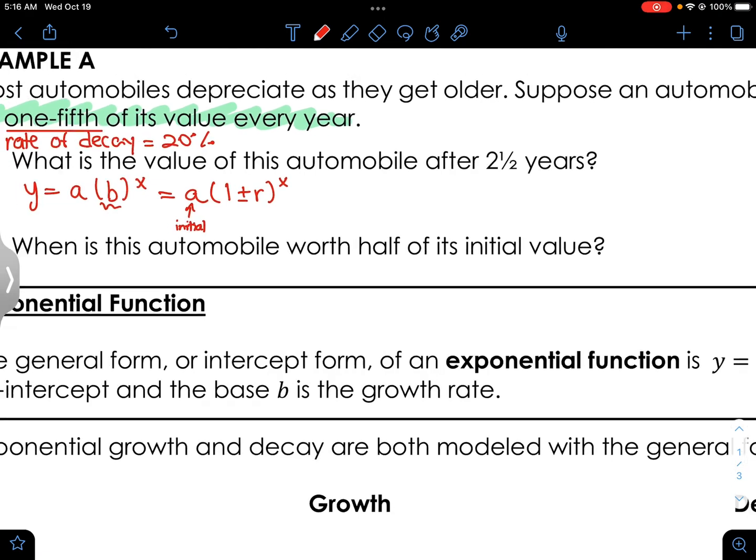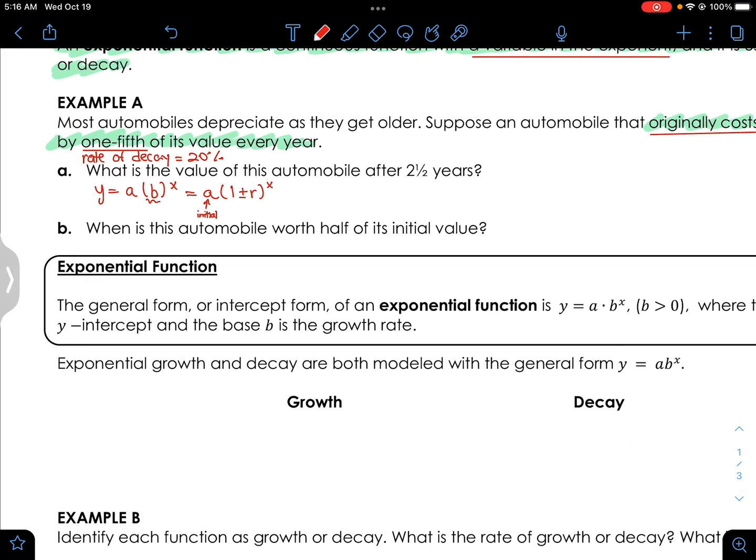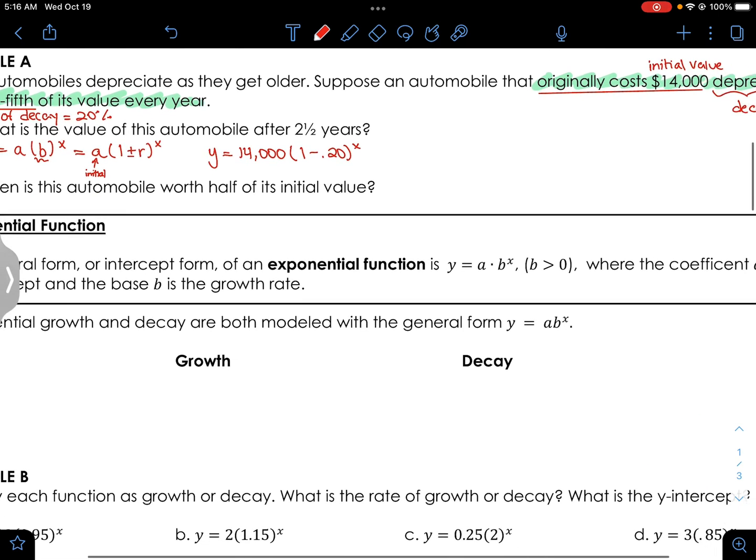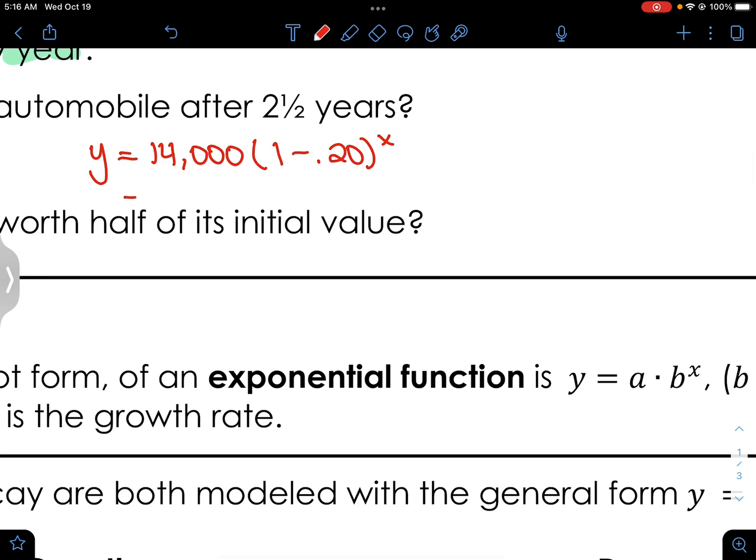So our equation for this would be our initial value of $14,000 times 1 minus 0.20 raised to the X power, or 14,000 times 0.8 raised to the X power.